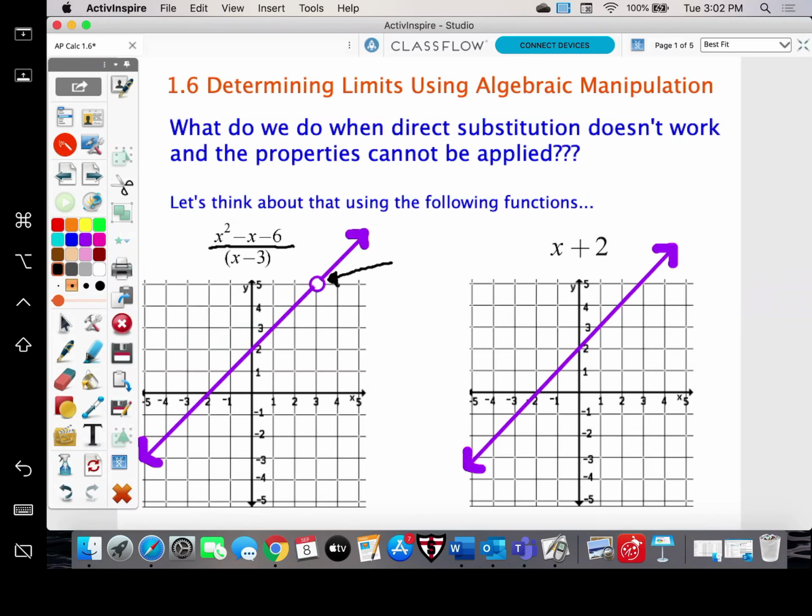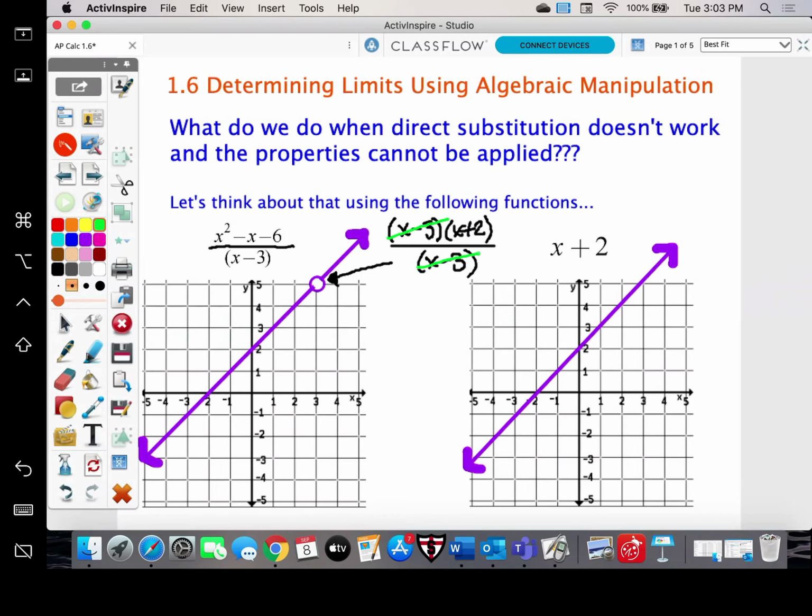But why? What could we do algebraically to figure out that they're the same? Well, x squared minus x minus 6 looks very much factorable. So if we factored that, we would have x minus 3 times x plus 2 over x minus 3. And being the super geniuses you are, we can cancel that x minus 3 and we're left with just x plus 2. Knowing what you know from pre-calc and algebra 2, if we cancel something, that creates a hole in the graph. So there's our hole in the graph. Everything else looks like x plus 2.